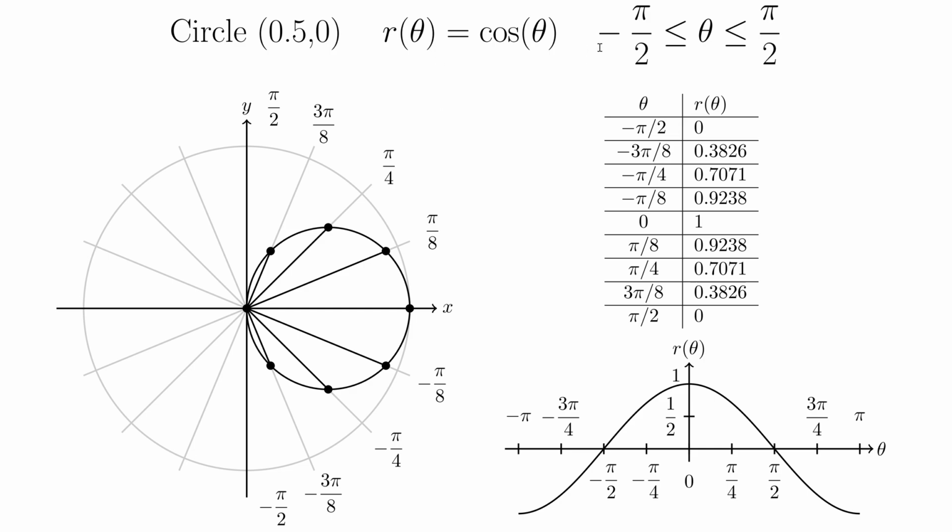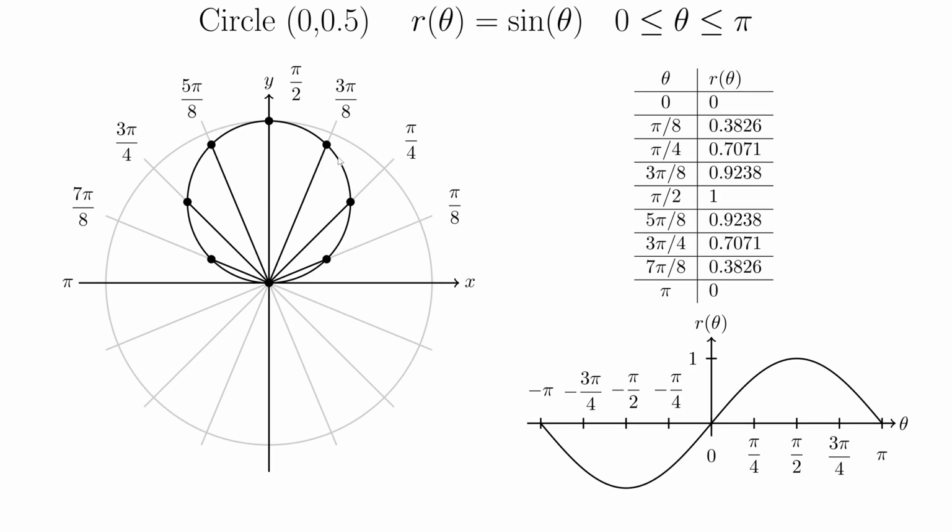So this one was negative pi over 2 to pi over 2 for this offset circle, but if we draw a slightly different offset circle up here instead, then we can actually use the normal 0 to pi, and this is going to be r of theta equals sine of theta. In that one, it's nice to pick 0 to pi because sine of theta is always positive between 0 and pi. And again, you only need 0 to pi, not 0 to 2 pi, otherwise you'll go through twice. With 0 to pi, you'll only go through the circle once.